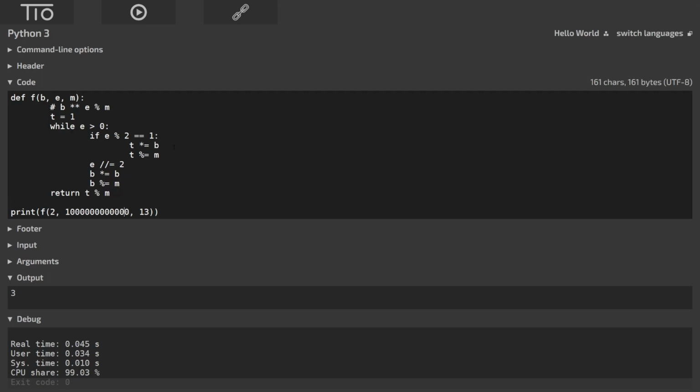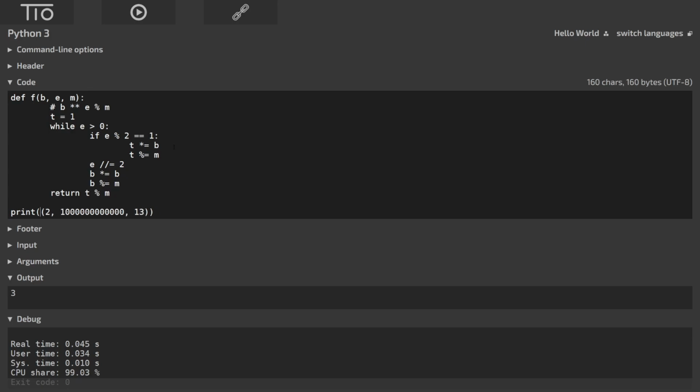We just computed the power, 2 to the power of 1 trillion, instantly, because we're under modulo 13. That's how powerful modular exponentiation is.